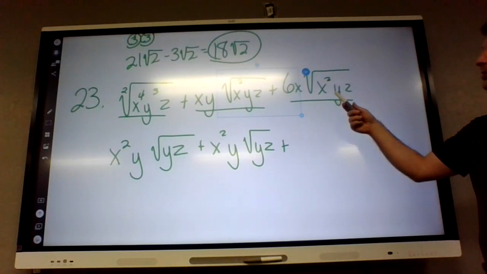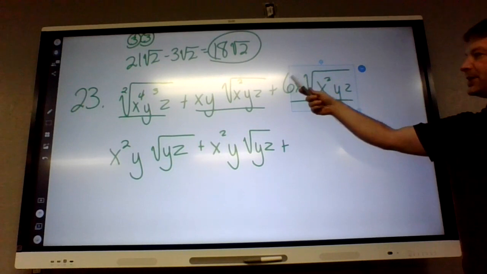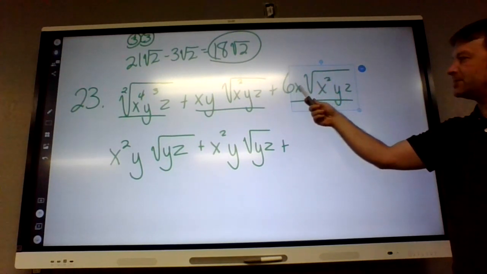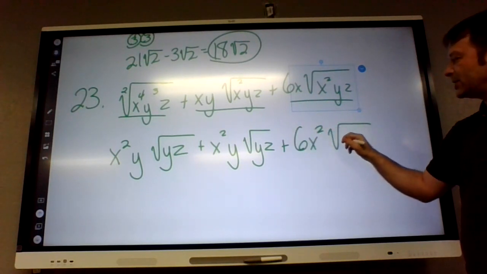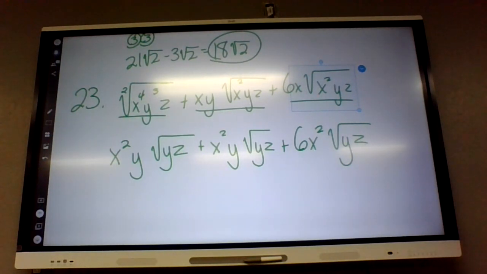Okay, can I simplify the third term any? Yeah. 2 divided by 2, just like right there. 2 divided by 2 is 1x comes out, x times the x already there, 6x squared. YZ can't do anything. Alright, are any of these like terms that can be added together?